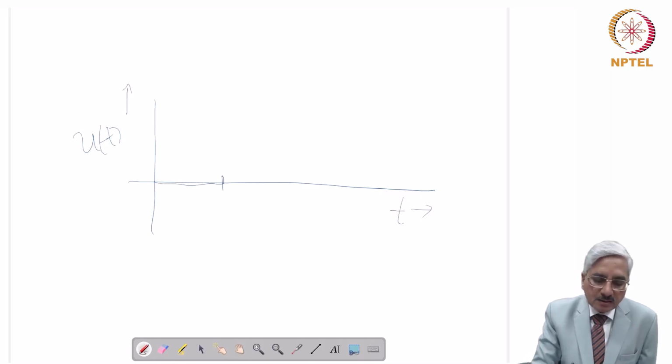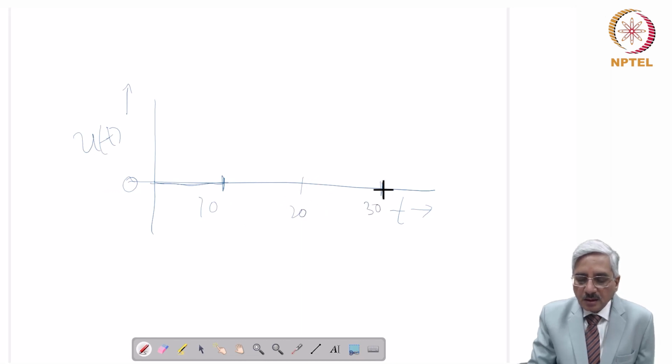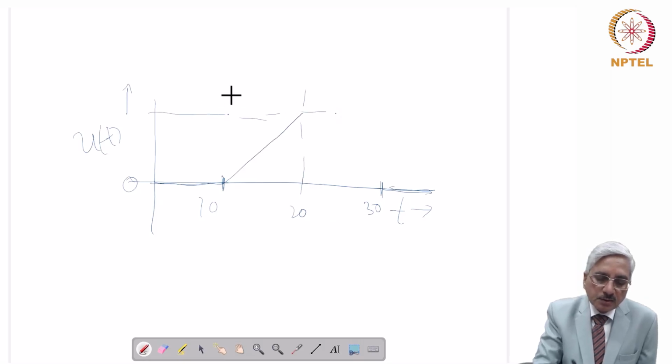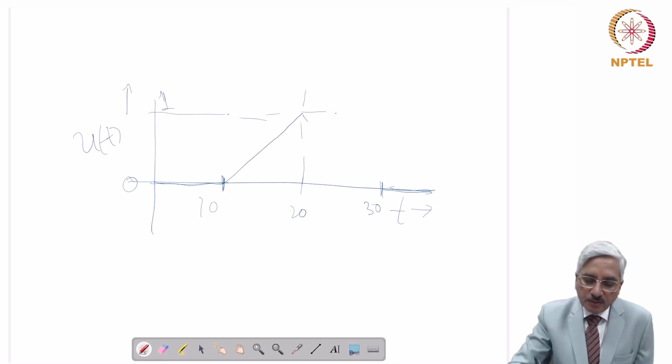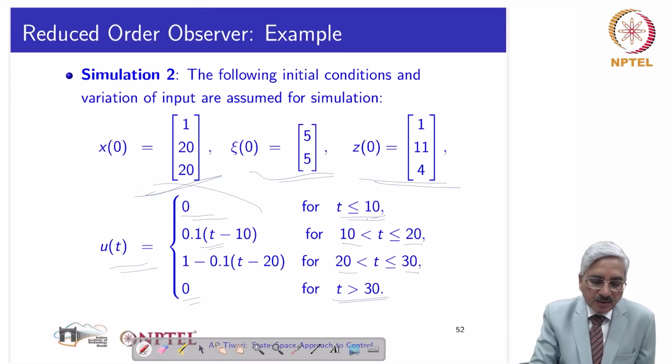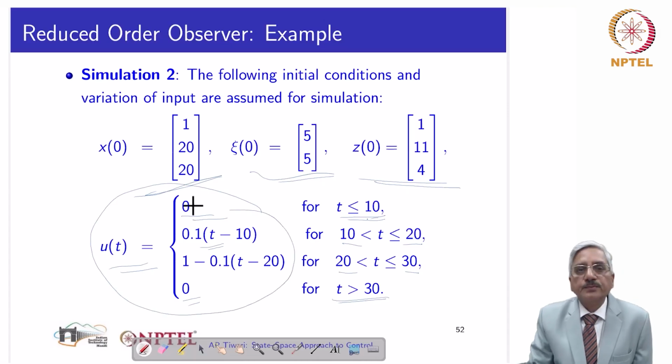for the first 10 seconds it is 0. After 30 seconds it is 0. This is 10, this is 20, this is 30. It is 0. However, from 10 to 20 it rises up to 1. This value is 1, and from 20 to 30 it falls to 0. So this is what is given by this equation.